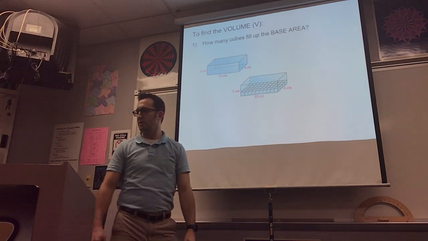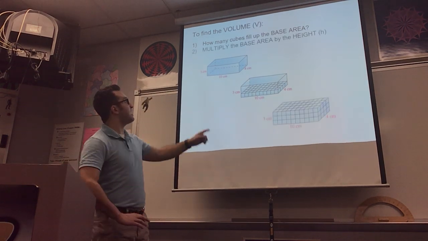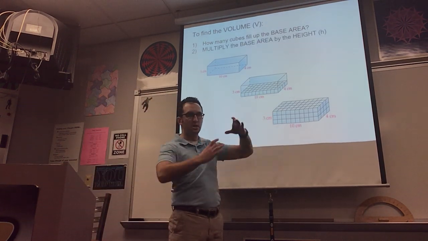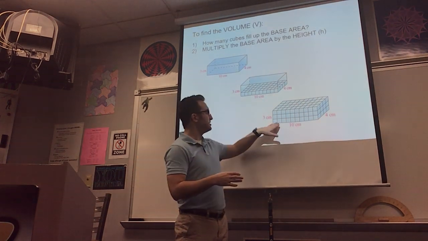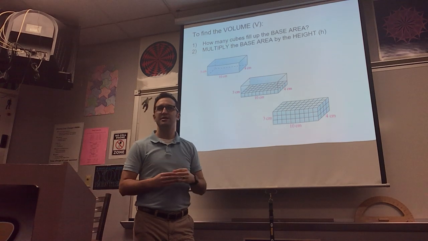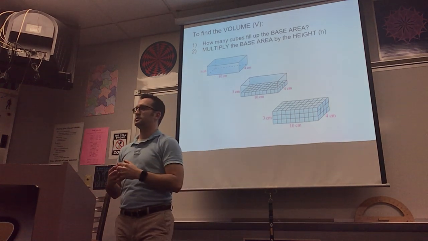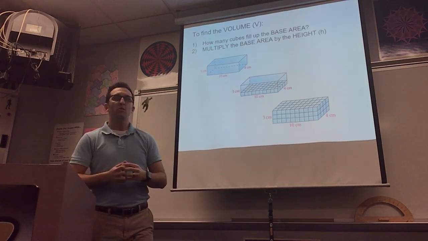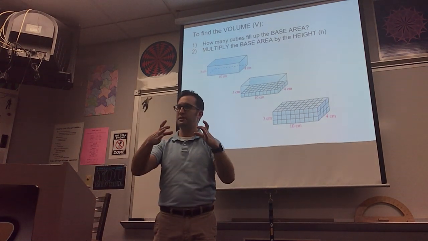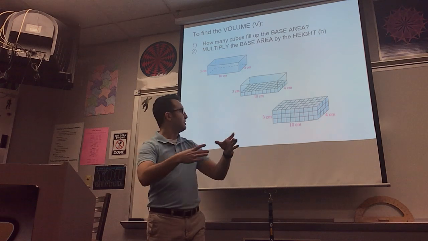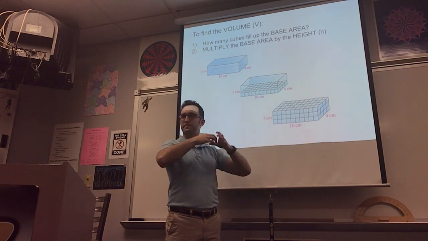So that'd be 40. But then on top of that, what we need to do is now we need to multiply the base area. How much is on the base? Times the height. Why? Because how many layers of 40 are there? 3. There's 3 layers. That's what volume actually is. That is how we determine it. We figure out how much space the base takes up, and then how many layers.